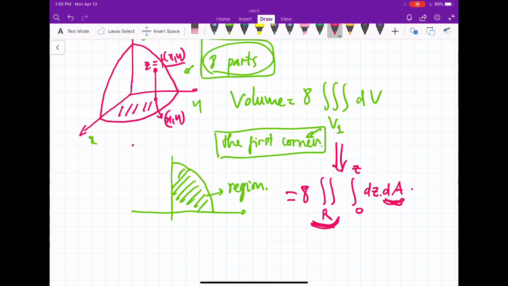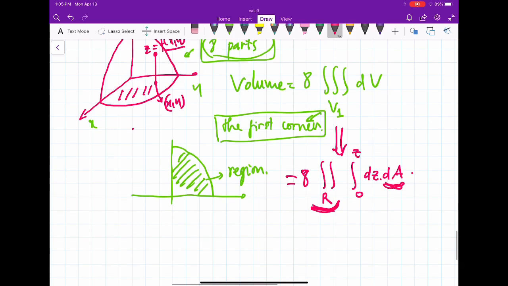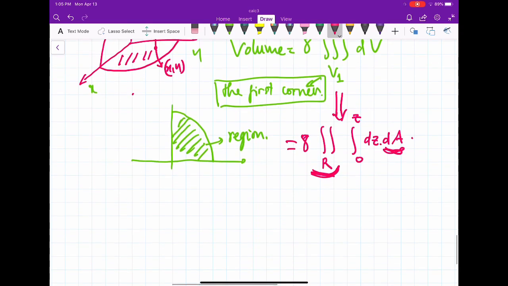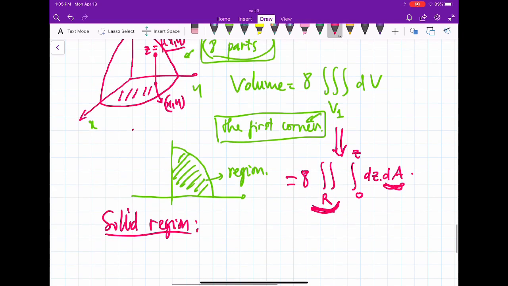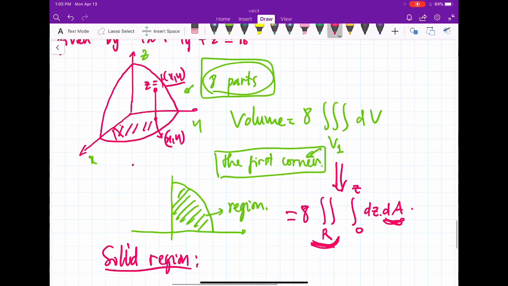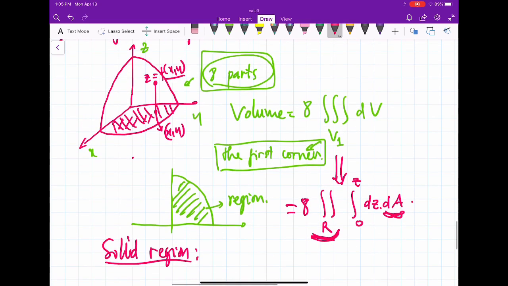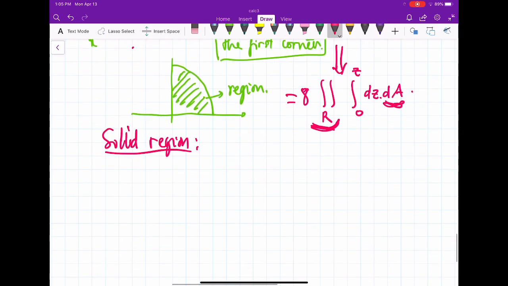Makes sense? Alright, so I would think, yeah, our solid region looks like this. We have to describe this solid region. First one, if z is equal to 0, we need to find the region on the xy plane. So the region on the xy plane looks like 4x squared plus 4y squared equal to 16, which is x squared plus y squared equal to 4. That is the circle, right?